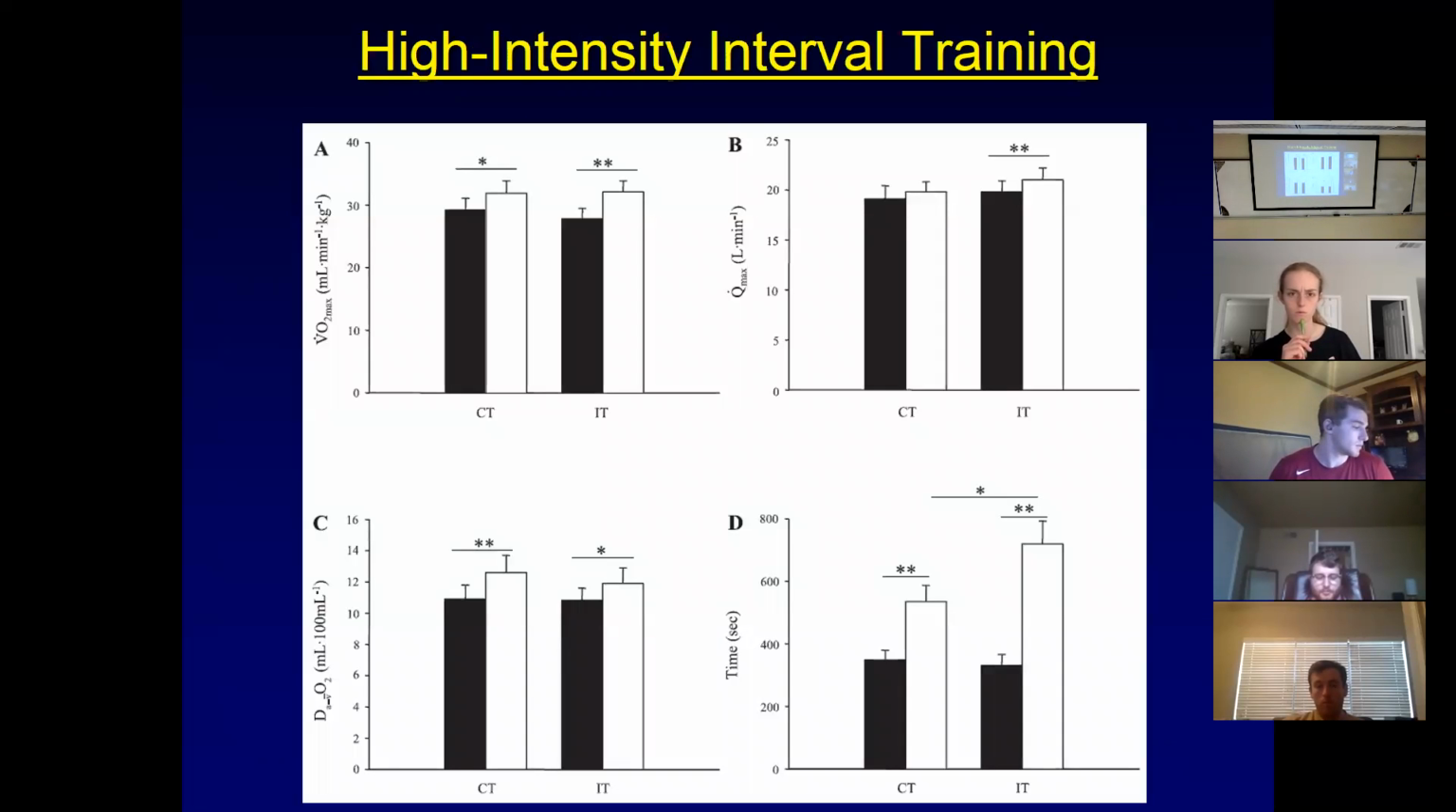Okay, my last little bit here is some data from Martin Gibala's lab at McMaster, and we have traditional here, CT stands for continuous training, IT stands for interval training. What they did in this, so we'll ask anybody, who's done a Wingate test? Anybody done a Wingate test? Yeah, Jacob, you've done a Wingate test? Colin, you've done a Wingate? Jacob, describe a Wingate test to us.